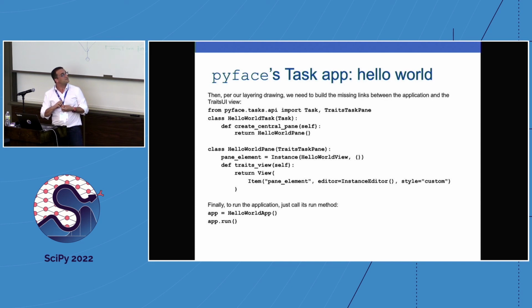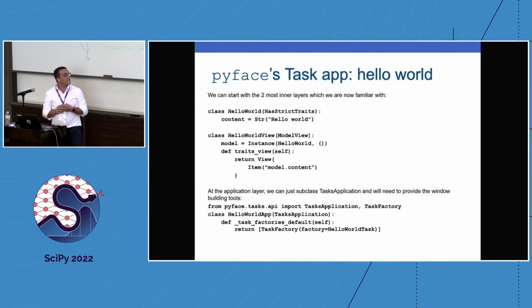Questions? Yeah, you're returning a list there to support multiple tasks. Why a list? Multiple tasks.